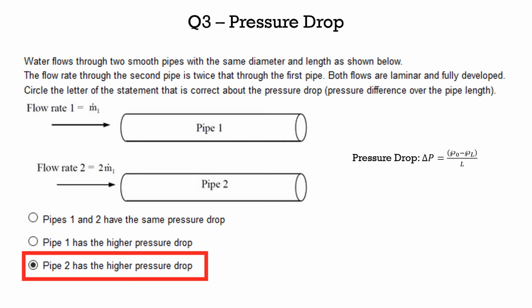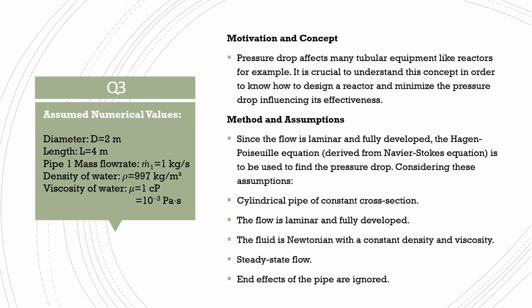Let's see how to do this. Pressure drop is an important concept to master in chemical engineering because it affects many tubular equipment like reactors, for example. It's crucial to understand this concept in order to know how to design a reactor and minimize the pressure drop that influences its effectiveness.